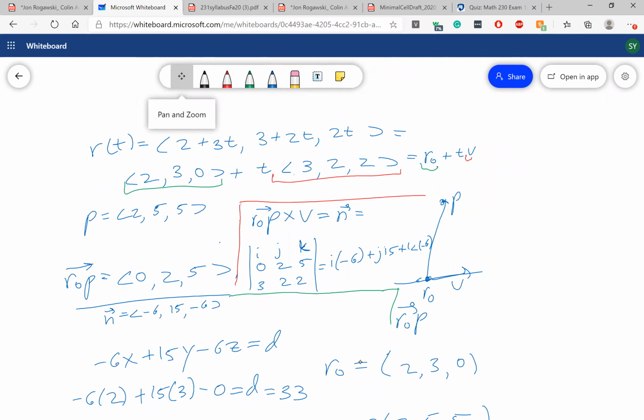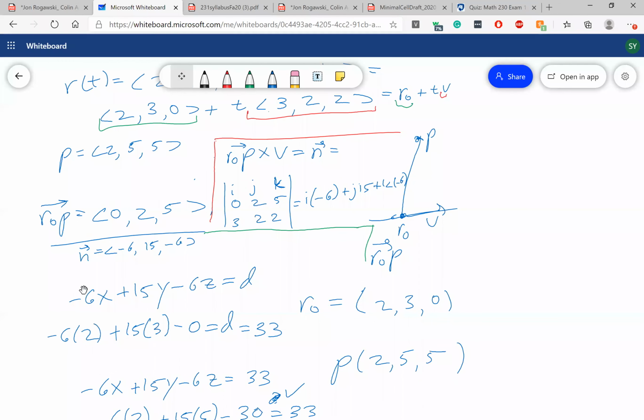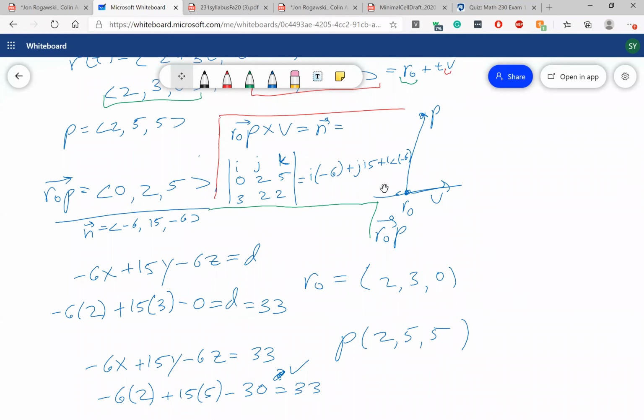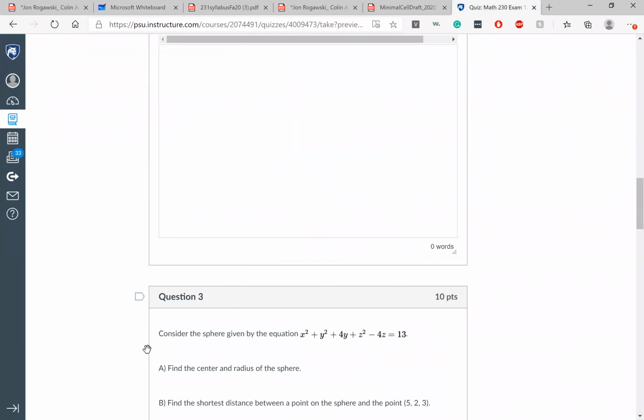So again, you just look for two vectors, you take their cross product, that will give you your normal vector. You use the equation of a plane, you find what your d is by using one of the points, and that gives you the equation. Okay, so let's go on to the next problem.